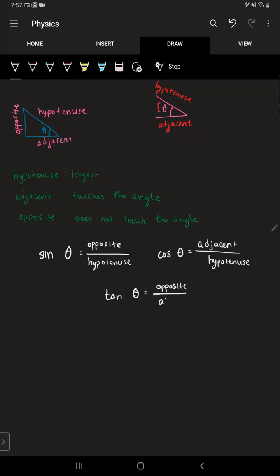Now, how would you possibly memorize this? Well, the easy way is to look at the first letters: SOHCAHTOA. So a lot of people just say SOHCAHTOA to memorize it. So you know that sine is equal to opposite over hypotenuse, cosine is adjacent over hypotenuse, and tangent is opposite over adjacent, right?